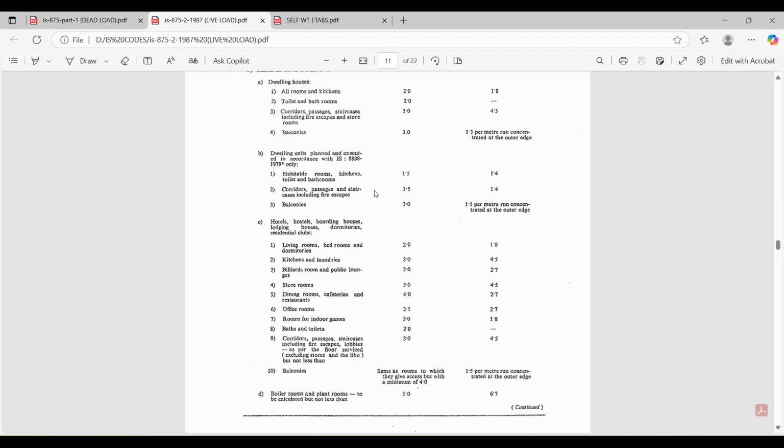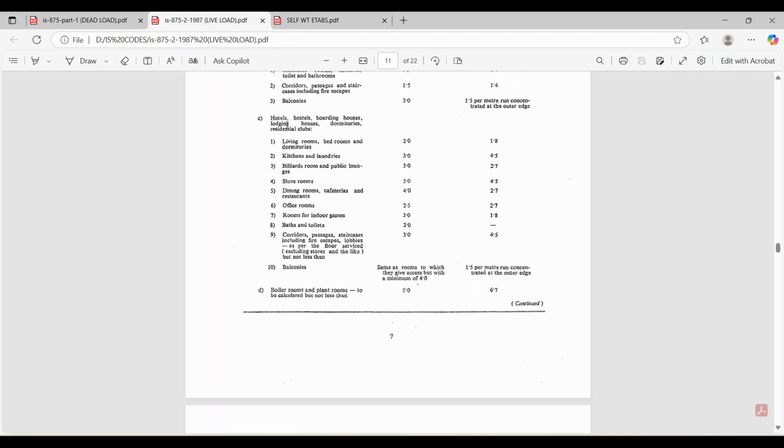And here for different rooms, these are the different live loads. If you are designing hotels, boarding houses, or lodging, then these are the different live loads.